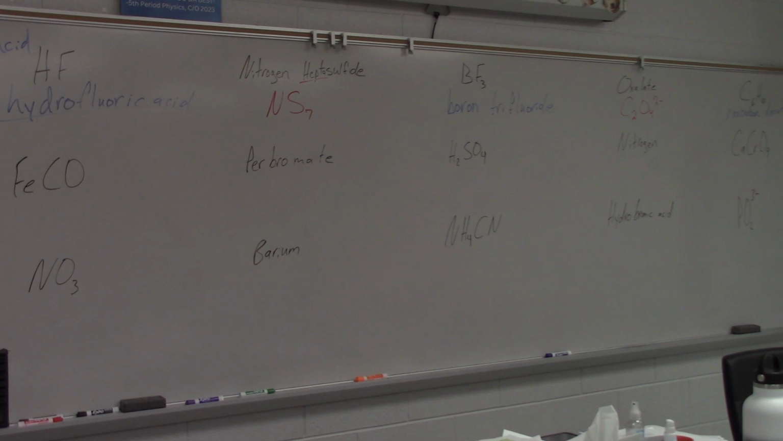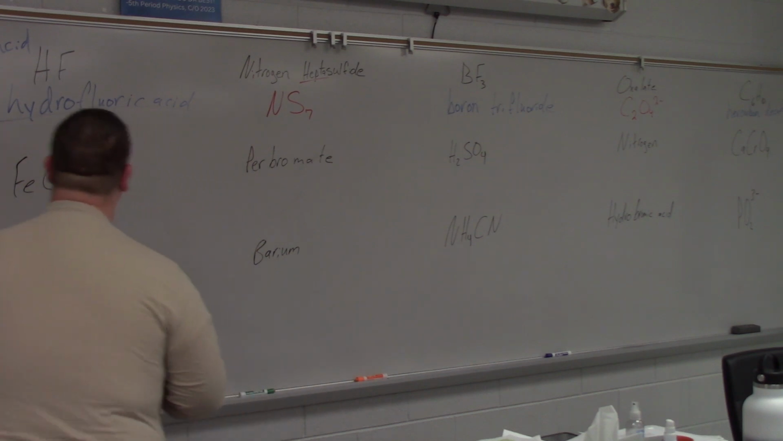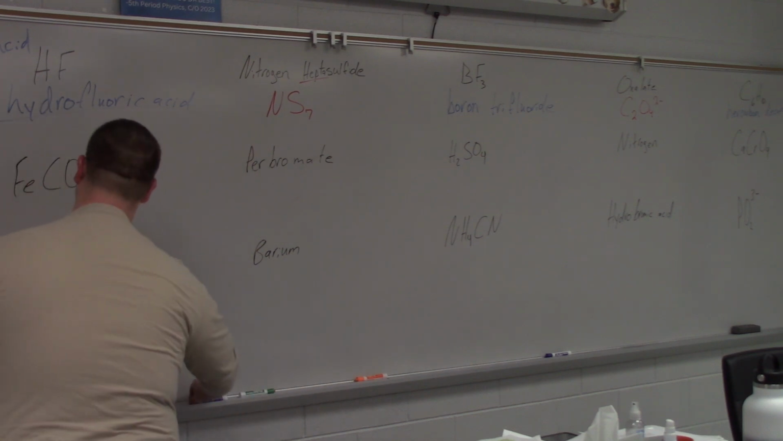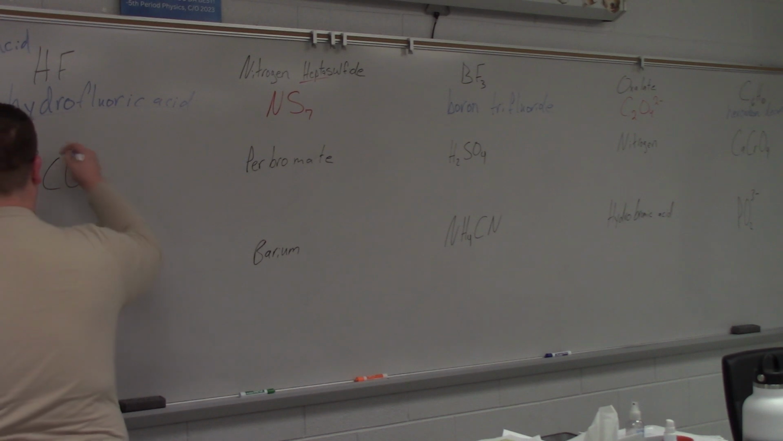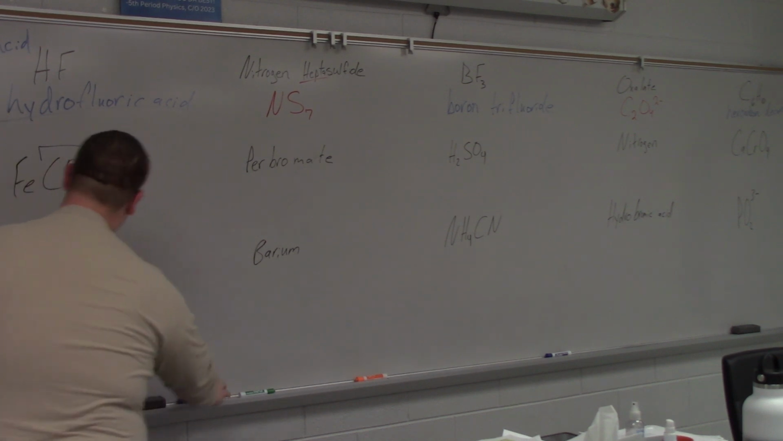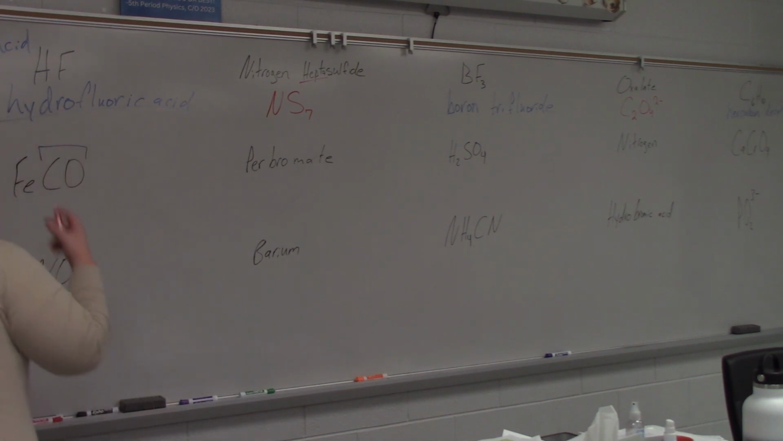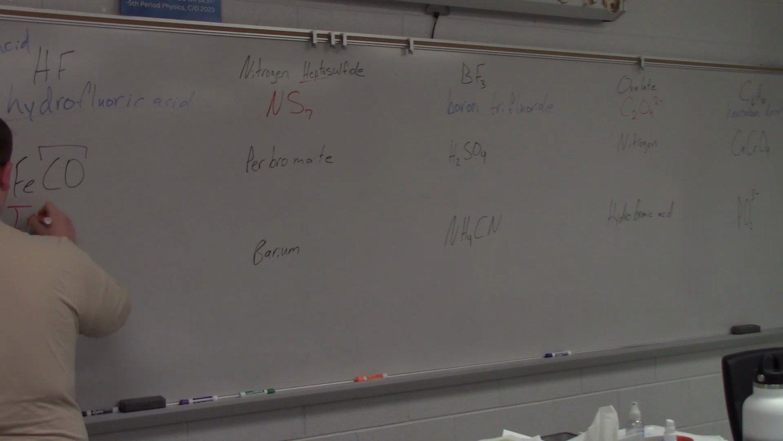So if I look at this, I have iron, carbon, and oxygen. Dead giveaway. There's 3 present, which means polyatomic ion. I look for the polyatomic ion. Here we are. Carbon and oxygen. So in this case, I have iron, which is a transition metal, which means I need to name it based off the stock system.